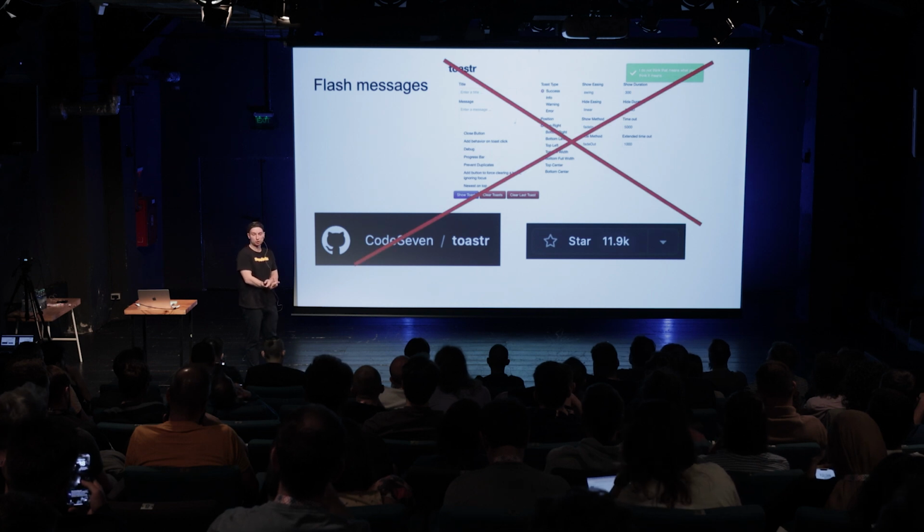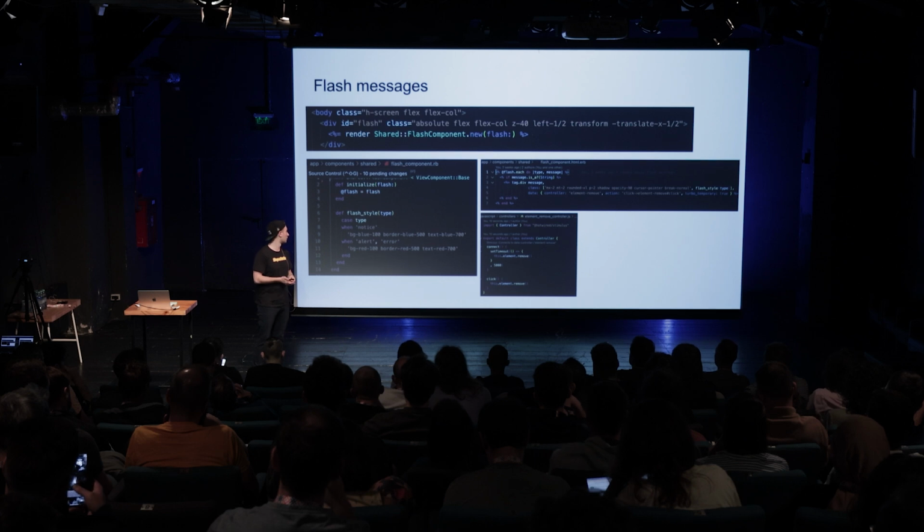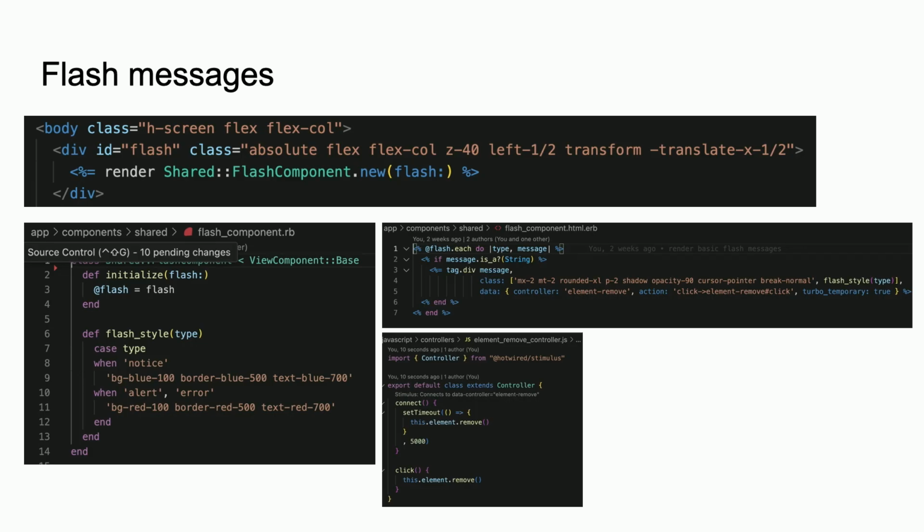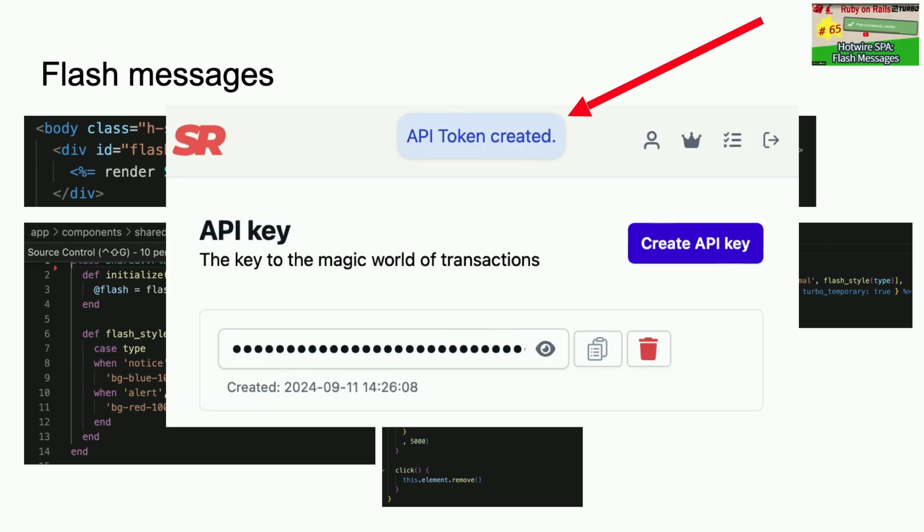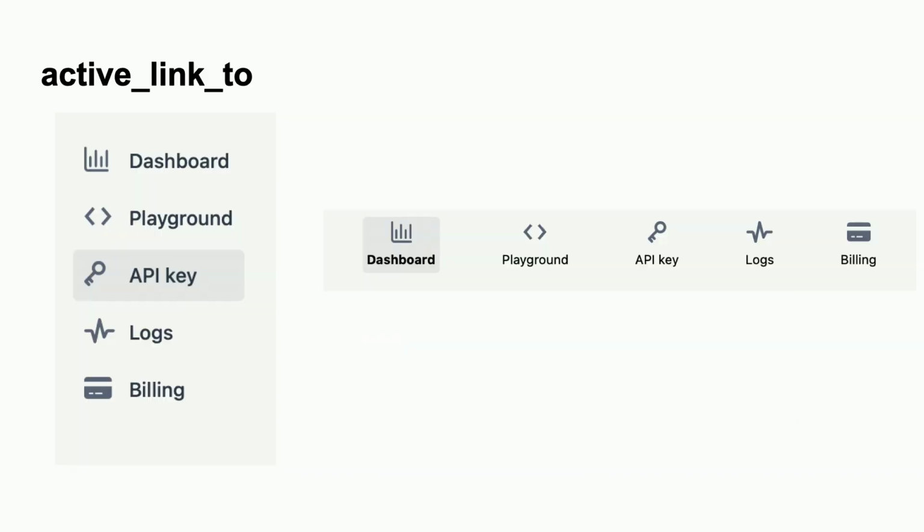But these days I would not use any external libraries for something that you can achieve with just a few lines of Stimulus. So here is a complete implementation of flash in Rails. I have a flash component. I have a Stimulus controller that has 2 actions. When the flash message appears, it is automatically removed after 5 seconds, or you can click it to remove the message. Yeah, and here is the example of a flash message that is centered on top in an application.